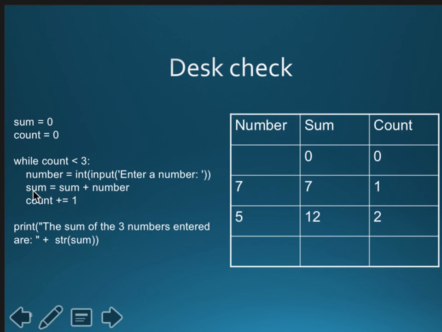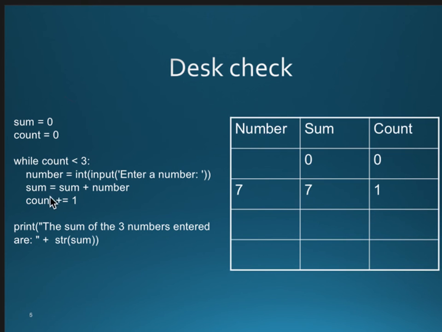Sum is the sum plus the number. So sum here is whatever sum was, it was 0, plus number, which was 7. So I enter 7 in the place for sum. And I do the same for count. I increment count by 1. So count was 0, now it becomes 1. So after the first execution of my loop, I have these values stored in number, sum, and count.